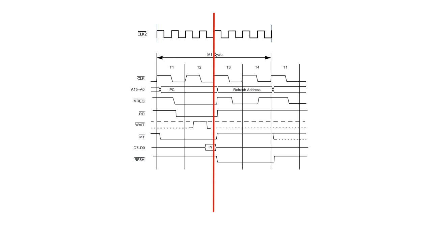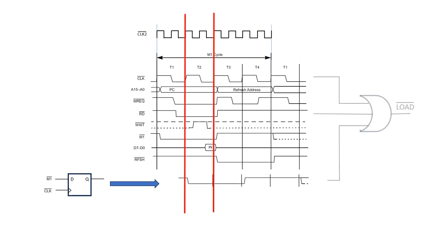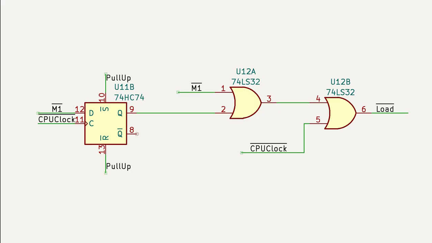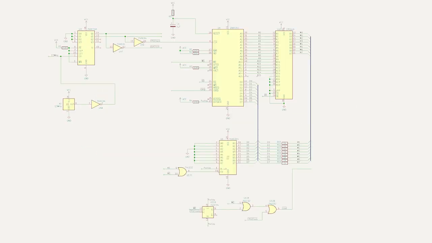At the moment, I can't see any simple combinatorial logic that I can use to make this load signal. If I OR together M1 bar, CPU clock bar, and read bar, then the signal will be low here and here. But what if I use a D-type flip-flop and delay M1 bar by one clock cycle? Now I can easily detect the second half of cycle T2 using an OR gate. In practice, it's a pretty straightforward circuit using half a 74HC74 and half of a 74HC32. I add these to our circuit diagram down below.